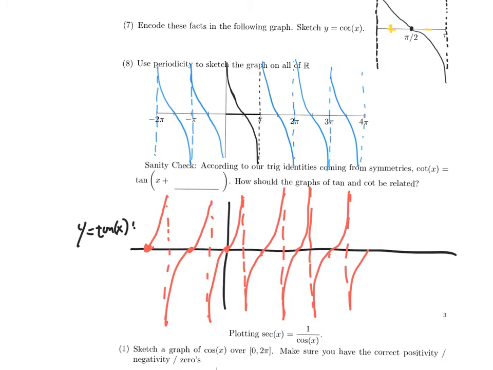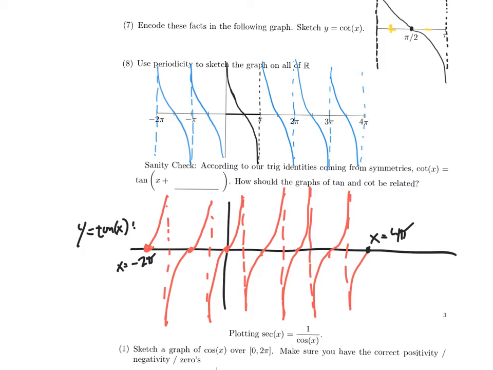Great. So, and this is it. I tried to keep the scale consistent from this graph to that graph, at least in terms of x values. So this should still be negative 2 pi, and this should still be x equal to 4 pi. Let's see, cotangent of x is equal to tangent of x plus some constant.